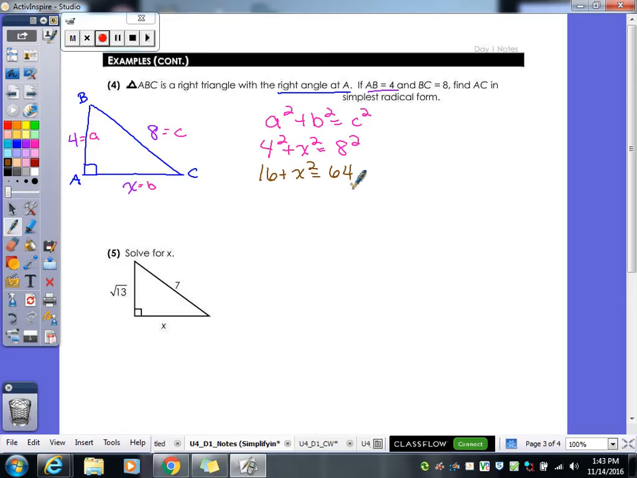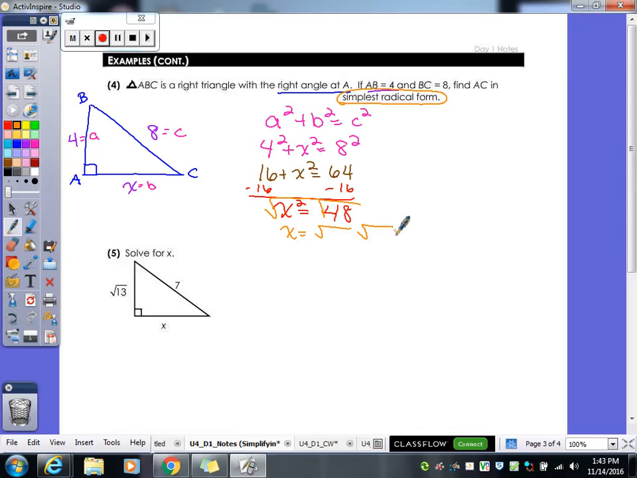So then I go ahead and I square my numbers. So I get 16 plus x squared equals 64. What do we do with our 16? Perfect. Subtract it over. So I get x squared equals what? 48. Now again, it told us up here we had to put it in simplest radical form. That's a big deal. So when I go to take the square root of it, is 48 a perfect square? No, so I have to find the perfect square that goes into it.